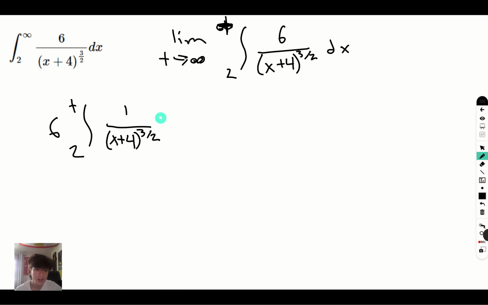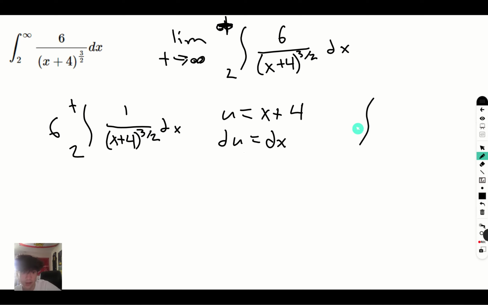And then from here we can do a u sub. U equals x plus 4, du equals dx. So then we get the integral from 6 to t plus 4 of 1 over u to the 3/2 du. And this is just u to the negative 3/2.